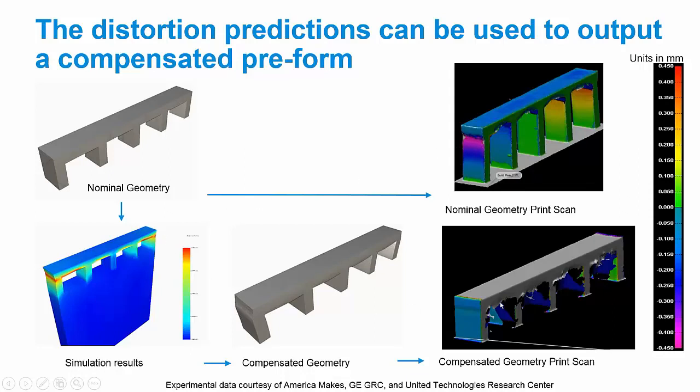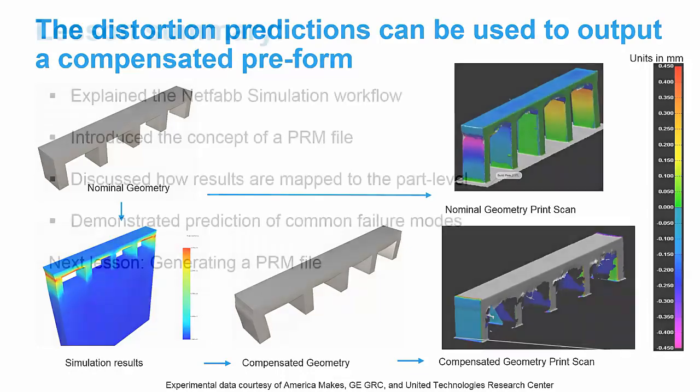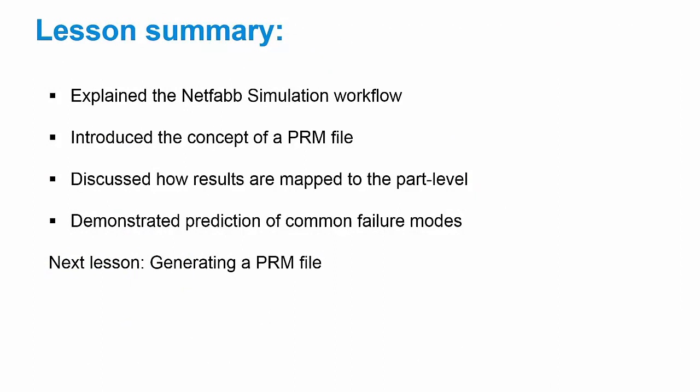So that's what I wanted to cover in the first lesson. In coming lessons, we're going to actually get into using the software, but what we covered today was we explained the NetFab simulation workflow. We introduced the concept of a PRM file, which is very important. We discussed how results are mapped from the PRM scale onto the part level scale to get fast and accurate results. And we just demonstrated NetFab simulation's predictions of some common failure modes in additive manufacturing brought upon by distortion and stress. So in the next lesson, I want to actually cover how to generate our own PRM files so that we can get on to actually running our own simulations.